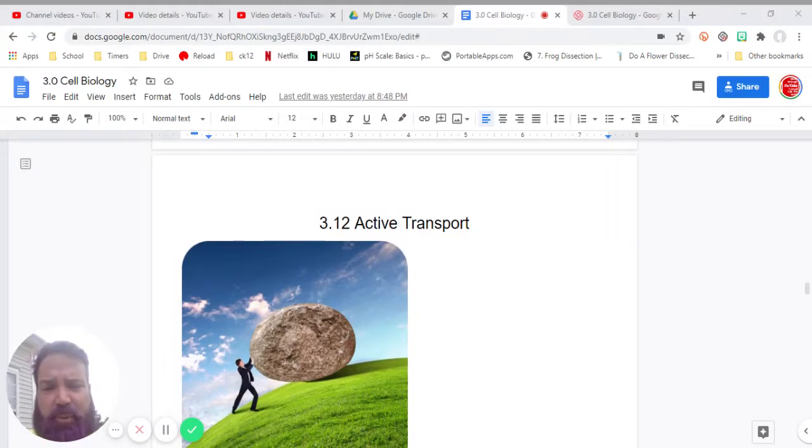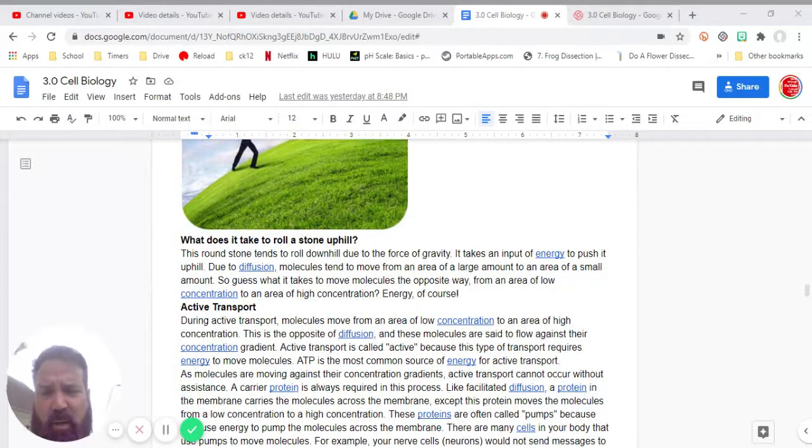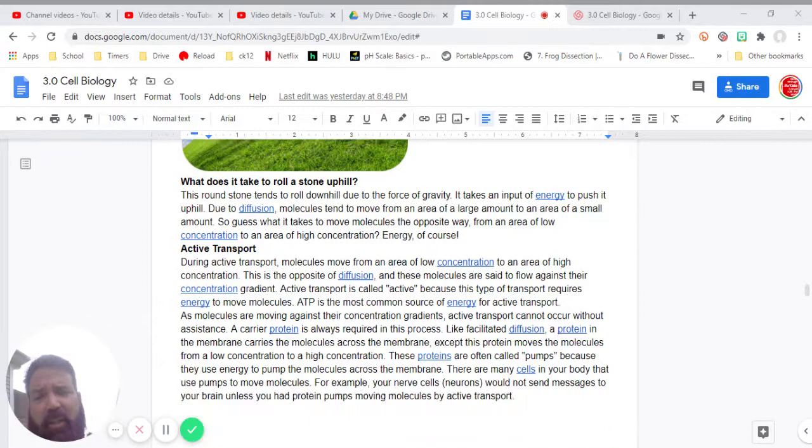3.12 Active Transport. What does it take to roll a stone uphill? This round stone tends to roll downhill due to the force of gravity. It takes an input of energy to push it uphill. Due to diffusion, molecules tend to move from an area of large amount to an area of small amount. So guess what it takes to move molecules the opposite way, from an area of low concentration to an area of high concentration? Energy, of course.